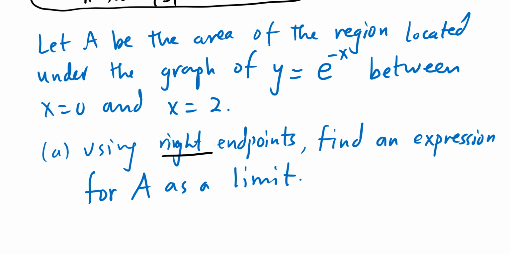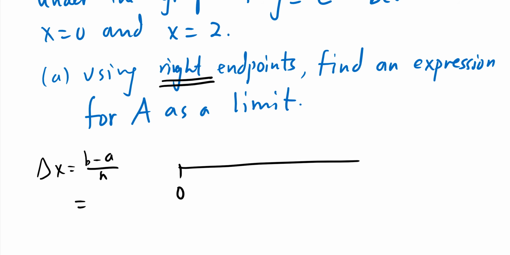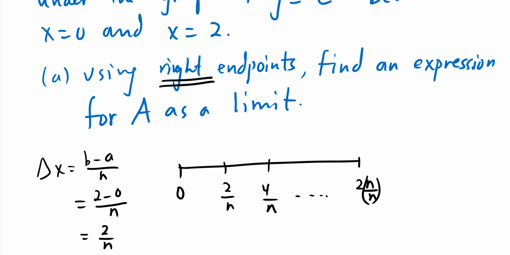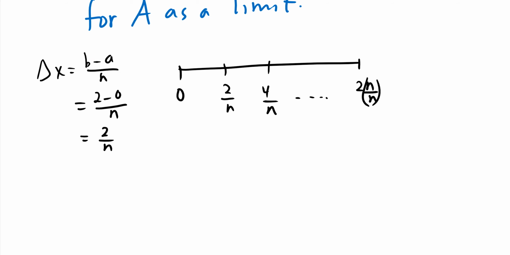So it says right endpoints, so R of n. The first thing I'm going to find is delta x, which is b minus a over n. Here it goes from 0 to 2, so 2 minus 0 over n. So the width of the rectangle or the interval is 2 over n. So 0, add 2 over n, 2 over n, and this keeps going on and on until 2, which is 2n over n. These are the points that show me which points I'm going to use.